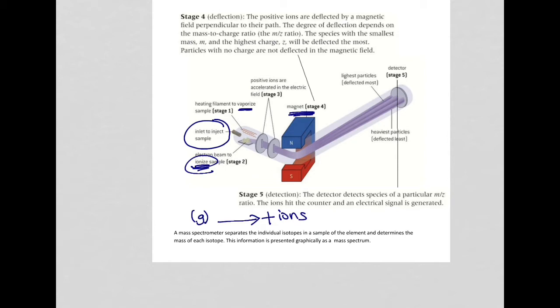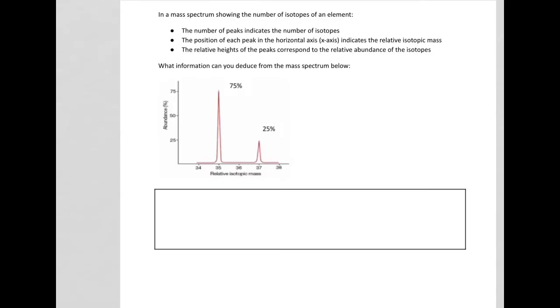Depending on the mass of these positive ions, they are deflected by different amounts. The heaviest species is deflected the least, and the lightest species is deflected the most. When these positive particles hit the detector, they generate an electric signal, and this electric signal is what appears as the peaks. And we end up with a mass spectrum.